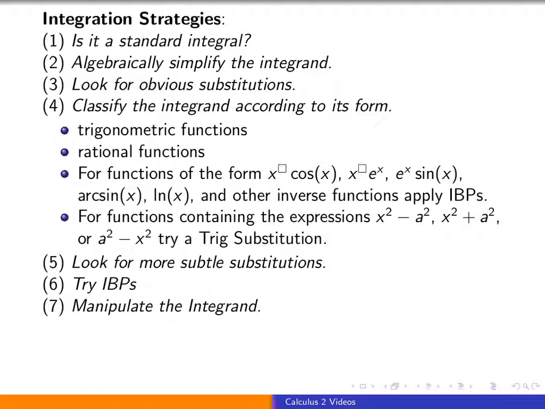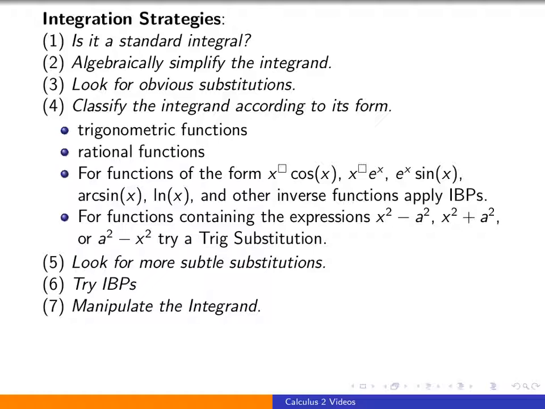So is it a standard integral? That is, does it compare to the table of common antiderivatives? Okay, if not immediately, try algebraic simplification. Look for obvious substitutions. If you find no obvious substitutions, continue on. Based upon the form of the integrand, we should have a possible method of integration. If it's a trigonometric function, does it compare to our common trigonometric integrals?